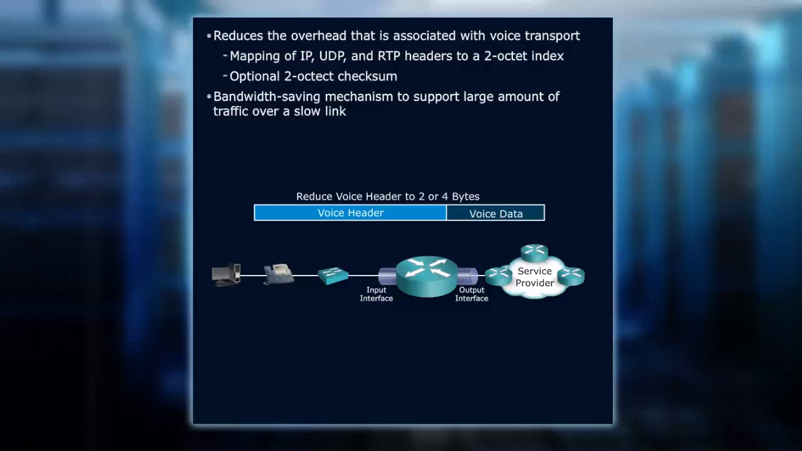If you look at a RTP, UDP, IP information header that might be on a voice packet, we can reduce that to 2 or 4 bytes. Whether or not we do a cyclical redundancy check depends upon the interface and IOS that you're running. So we look at link efficiency mechanisms and we say compression definitely is one way to go. Now, it is a bandwidth savings mechanism that supports a large amount of traffic over a low speed link.